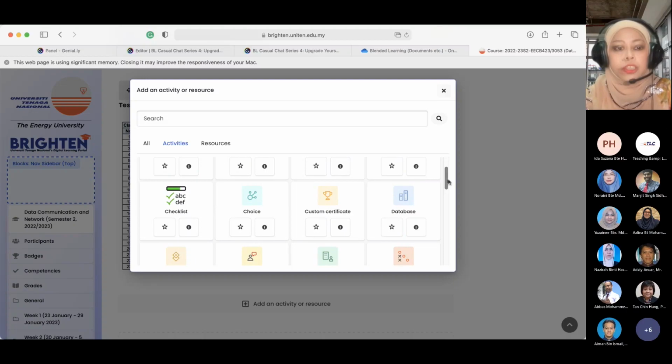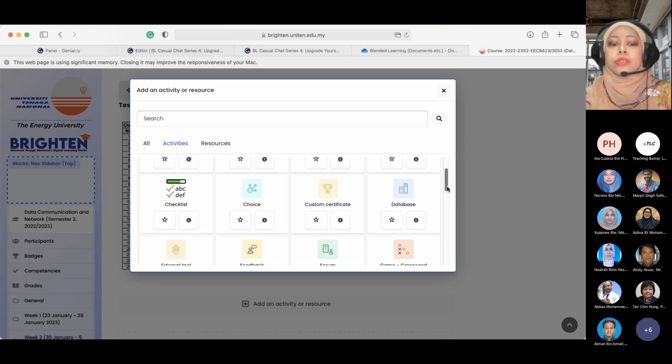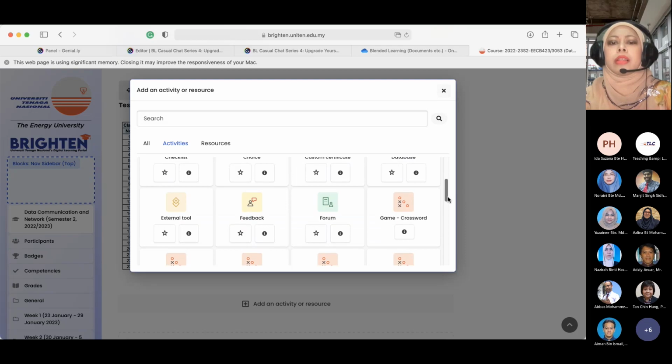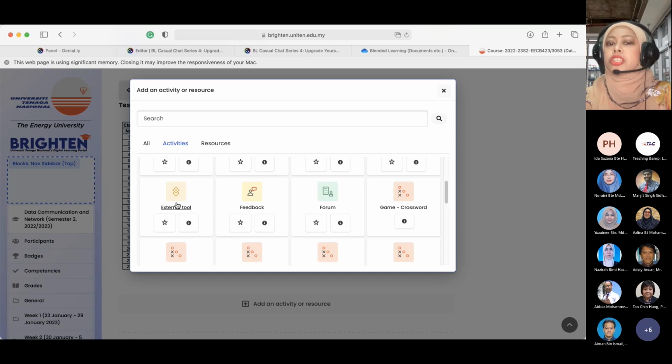What else? Okay. Checklist. If you want them to read books, for example, or articles from the internet, you can use checklists. So this is quite powerful. Everything is from Brighton, so it's accessible. Choice is for something like a kind of survey thingy, but I don't use it regularly. I straight away use the assessment. You can actually do a custom certificate if you want to, a database if you want them to collect all information and manage it like a Wikipedia. External tool, the one that I mentioned just now, to take all the APIs from a Padlet, for example, and then it gets there. Feedback.